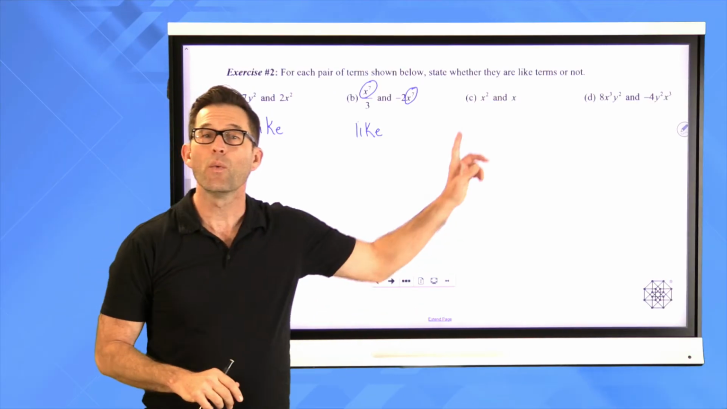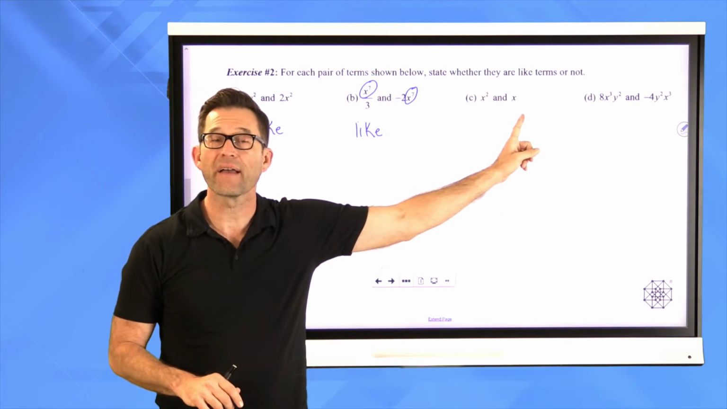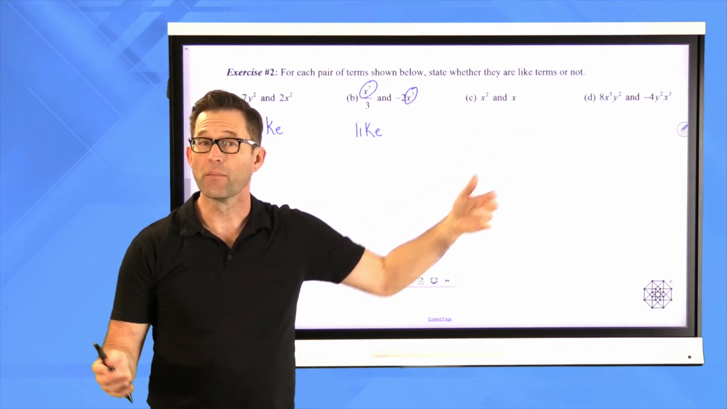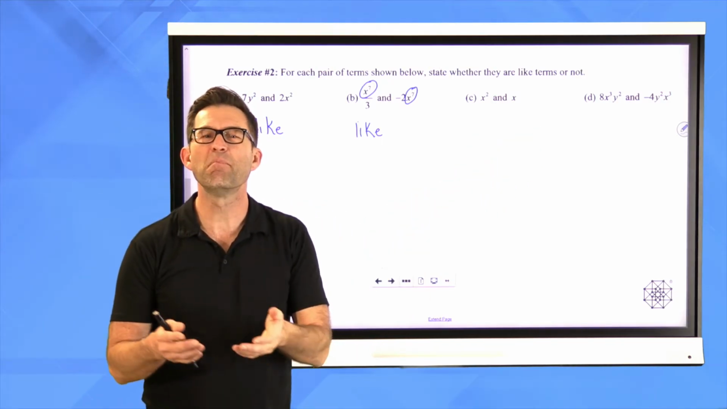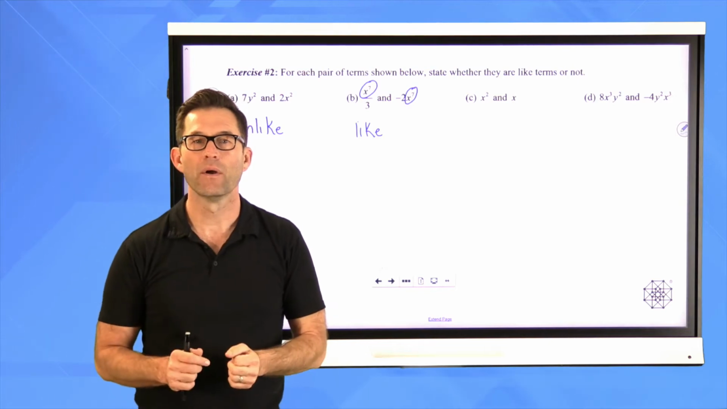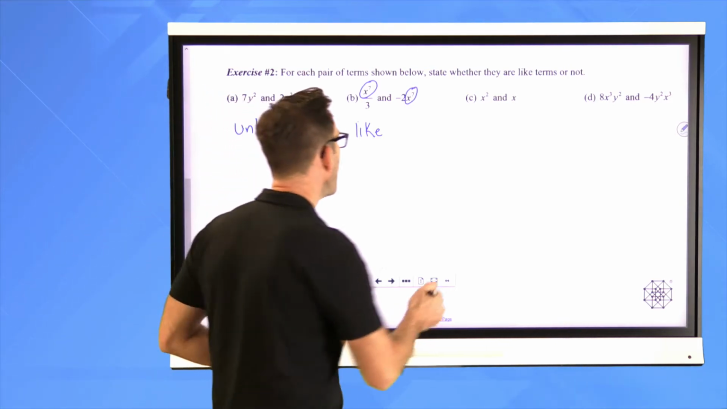Letter C, we've got x to the second and x to the first. Same variable, x in both cases, but one of them's to the second power, one of them's to the first power. They are unlike terms.